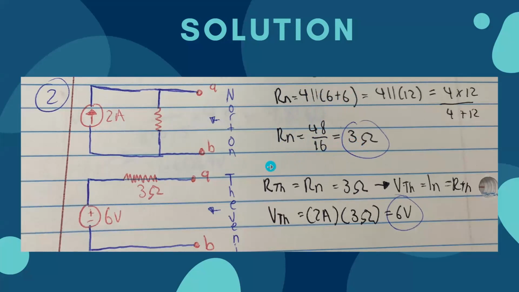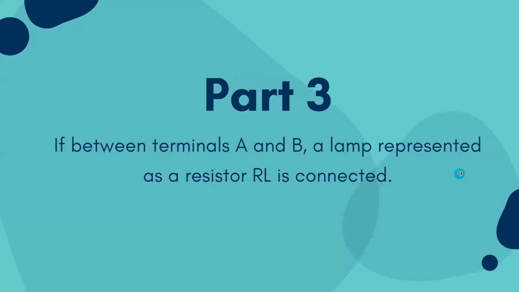Now that we have this, from Ohm's law we will find the Thevenin voltage, which is found by multiplying the current we already got by the Norton resistance we just found, which we can use since the Norton resistance is equivalent to the Thevenin's. So we multiply 2 amperes by 3 ohms. That gives us that the voltage in the Thevenin circuit is equal to 6 volts.